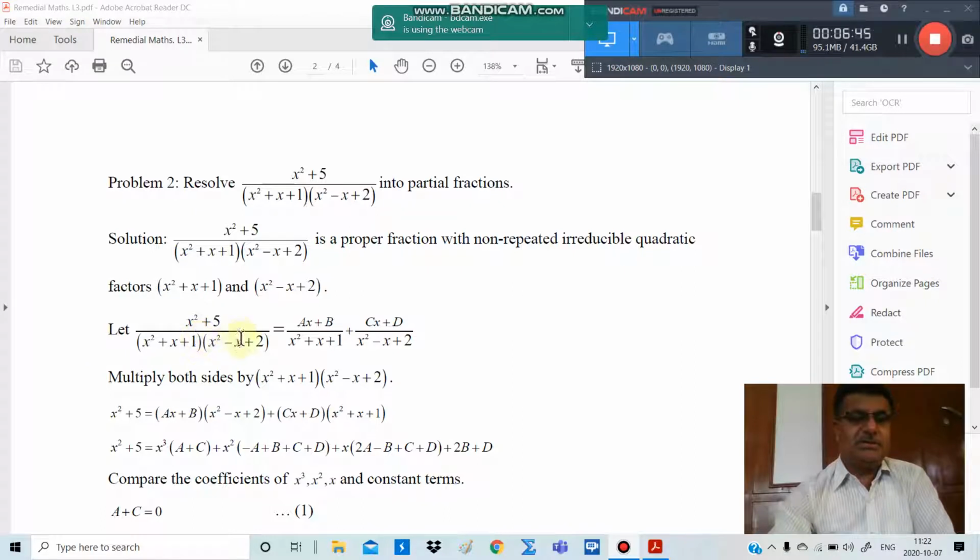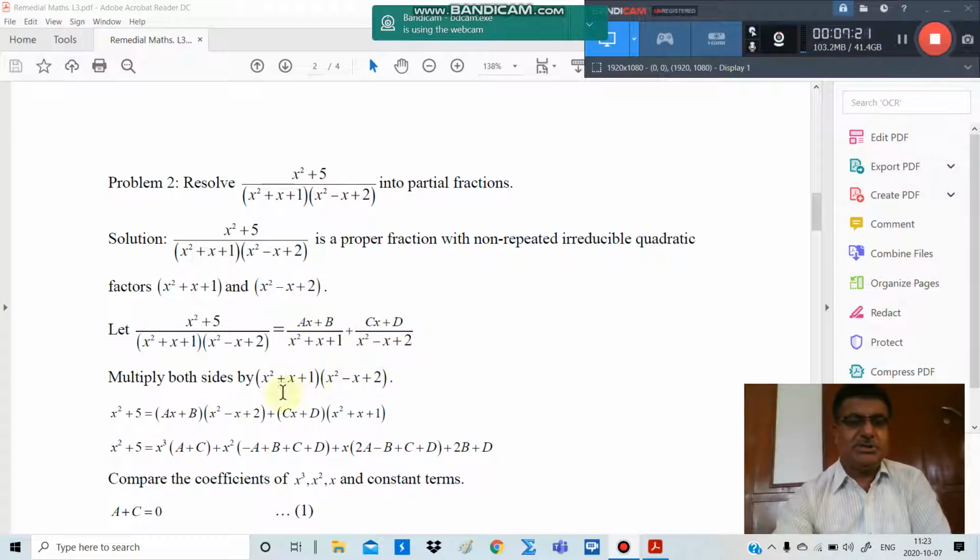Let this expression be equal to (ax plus b) upon (x square plus x plus 1) plus (cx plus d) upon (x square minus x plus 2). Because both the terms are quadratic, for the first quadratic term we use ax plus b, and the second term is also a quadratic term, so we use cx plus d. Because a and b are used here, we take the terms c and d.